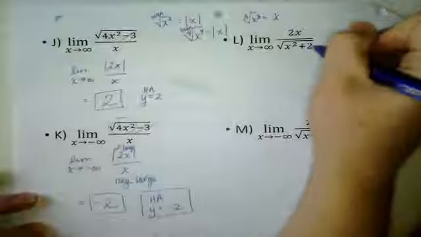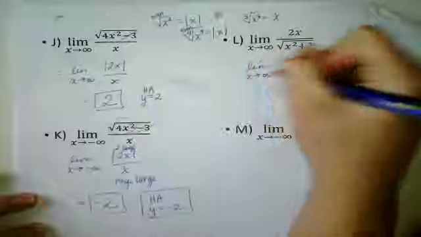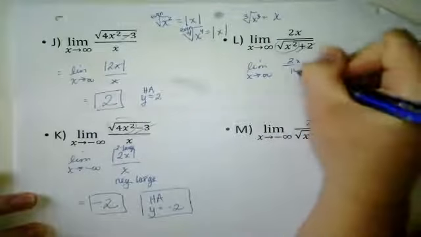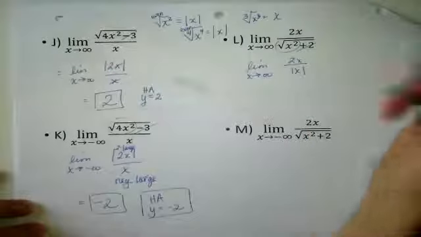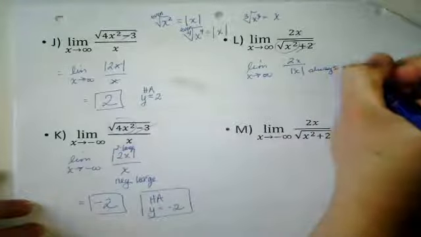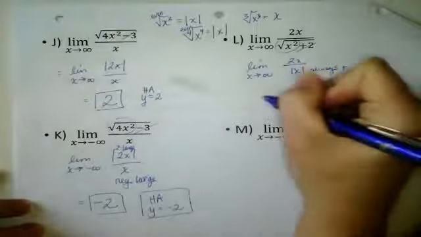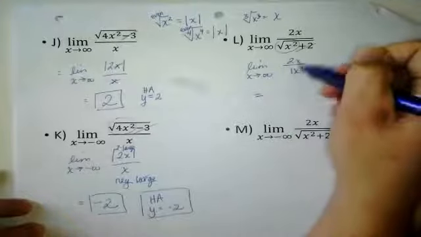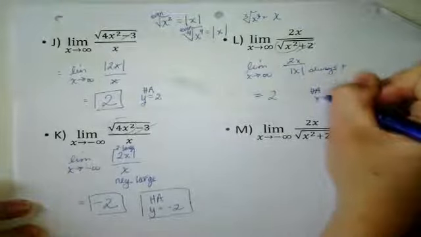Over here, I'm going to do a little cleanup. The 2 is insignificant. We want to look at the leaders. Who's going to win? So this is 2x over the square root of x squared, which is the absolute value of x. The denominator is always positive, right? Always positive, but the numerator can change signs. Because we've got positive x values here, these are just going to reduce away, and we just get 2. Again, a horizontal asymptote at y equals 2.